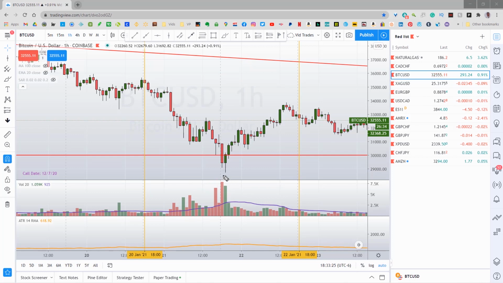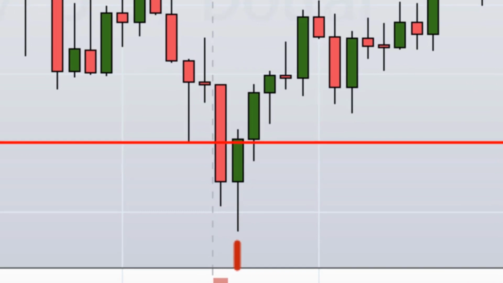But what about the rescue here on this candle? I'm going to zoom in on this candle right now, and I want you to think about what this candle looked like as it was forming. It started right here at this point, and at some point in its life, it pushed all the way down here to this level, and it probably looked like it was going to break the 30K level. Well, it actually did break the level, but it looked like it was going to close down here below the 30K level. But then the buyers jumped in and pushed it all the way back up to here and back over the line.